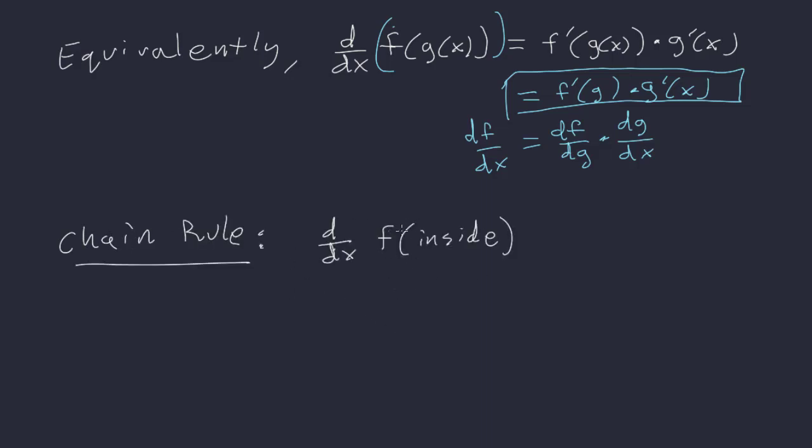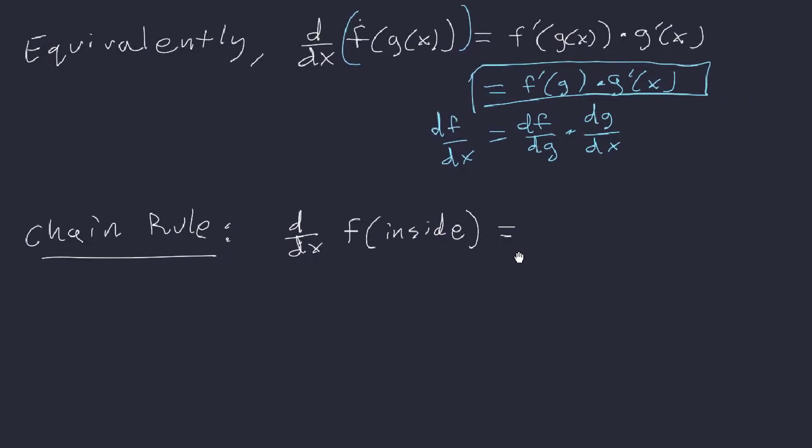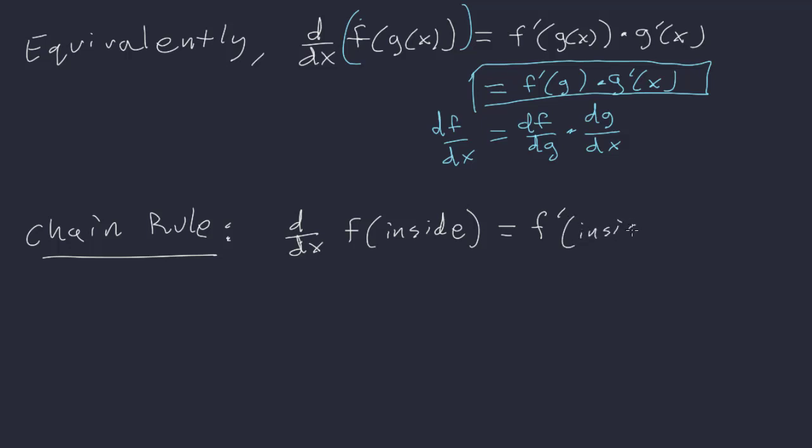Okay, I think of it as the function f of some inside stuff. So the derivative of something like this, just a function with something on the inside that's not just x, is going to be f prime of the inside left alone times the derivative of the inside.